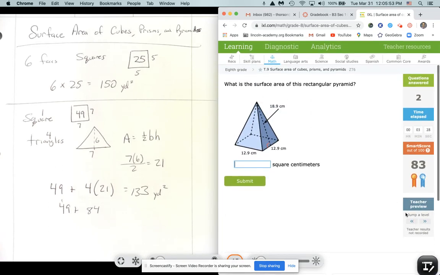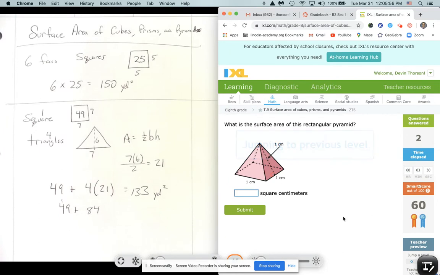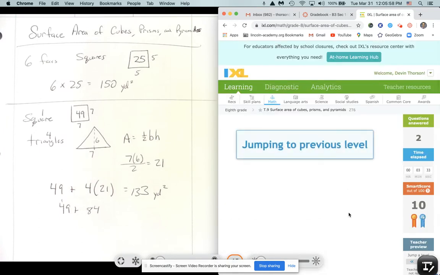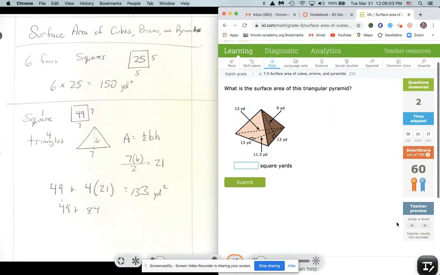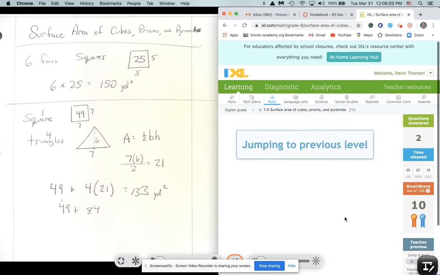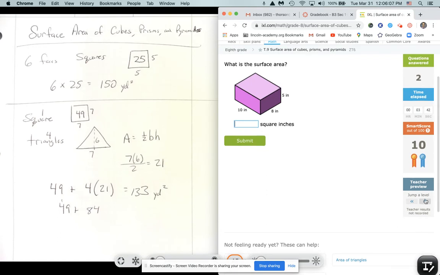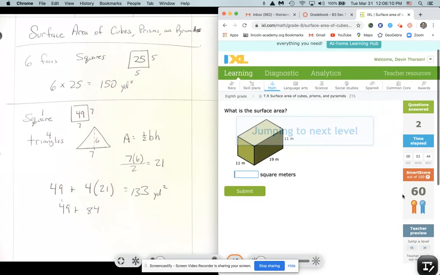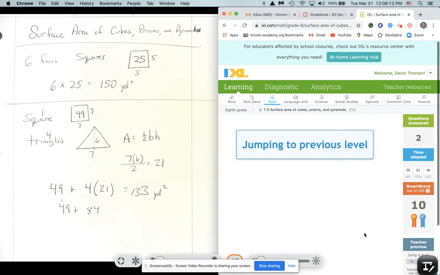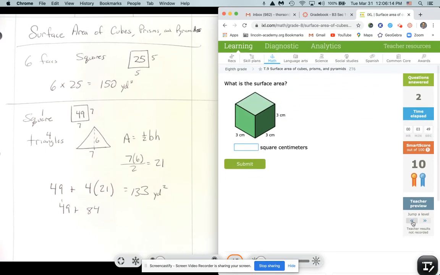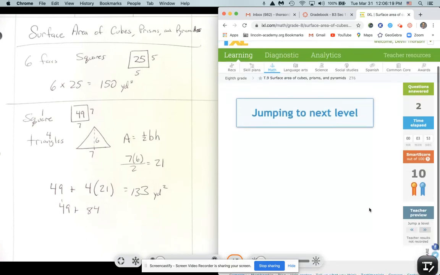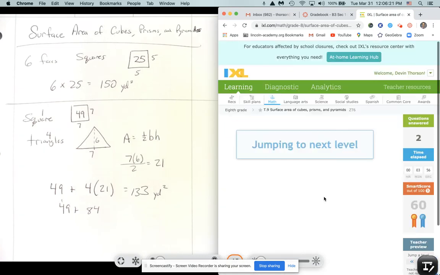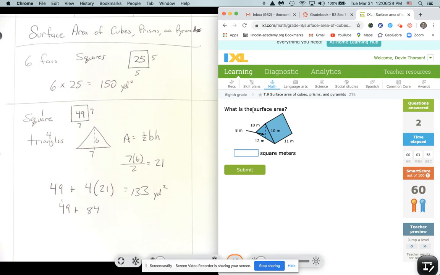What I'm looking for is a triangular prism. All those are pyramids. It's not going to give me a triangular prism. It's not very nice of it. Wow. Seriously? There we go. There's my triangular prism.